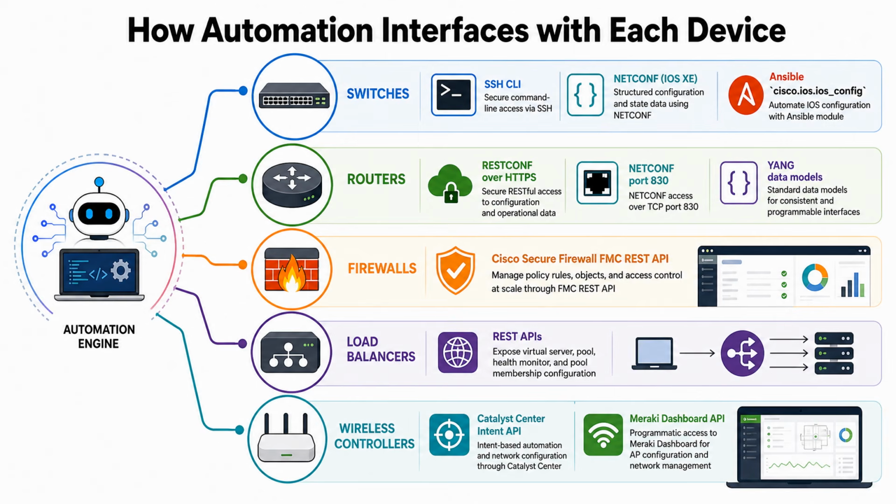Wireless controllers give you two primary paths: Catalyst Center's Intent API, which abstracts multi-site wireless management into high-level intent calls, and the Meraki Dashboard API, which lets you configure individual access points, SSIDs, and RF policies via REST. Notice the consistent pattern across all 5 device types. Every one of them has moved or is moving toward REST APIs and structured data. That's the direction the entire industry is heading, and that's exactly what this course teaches you to take advantage of.